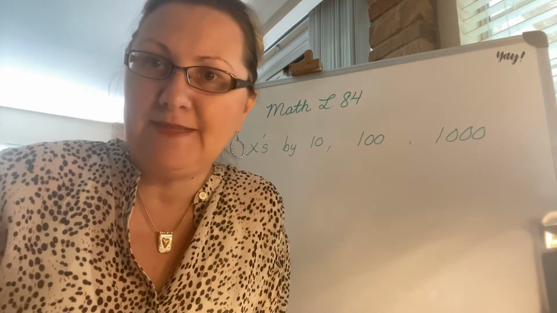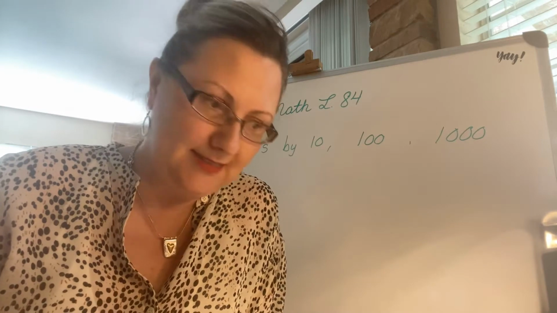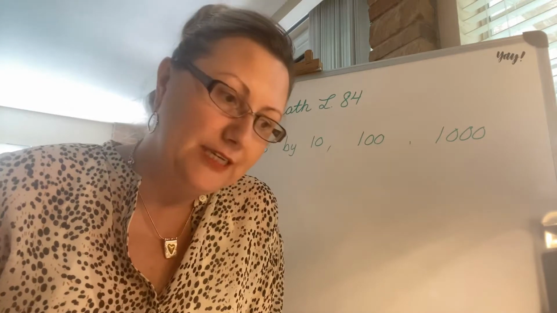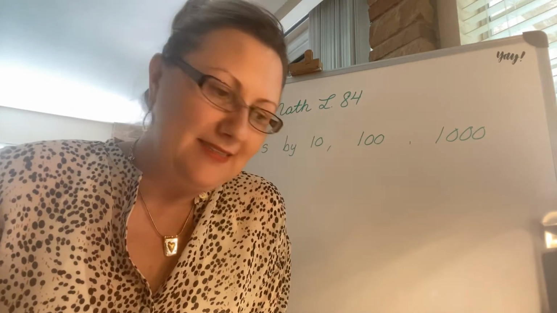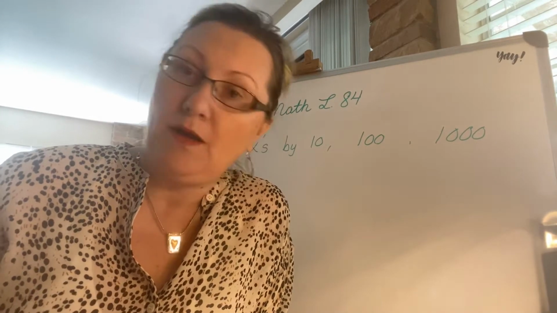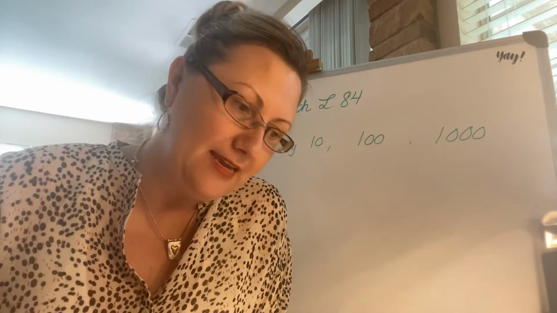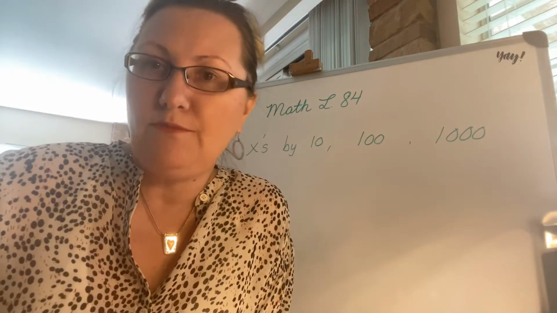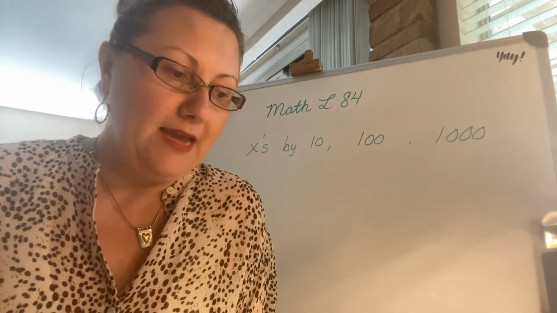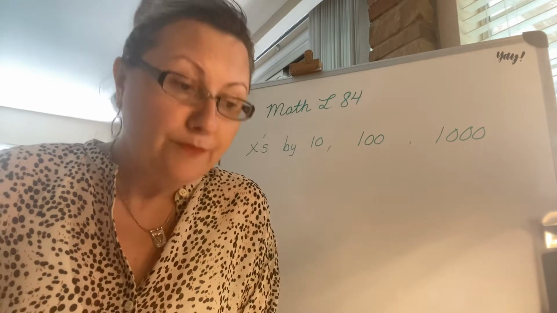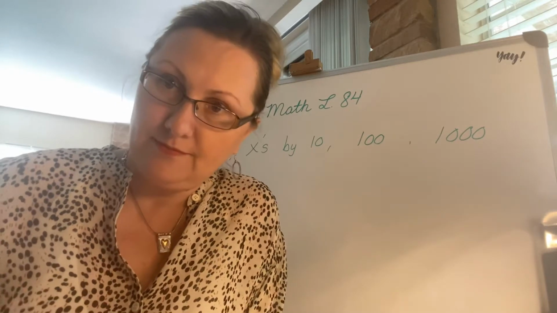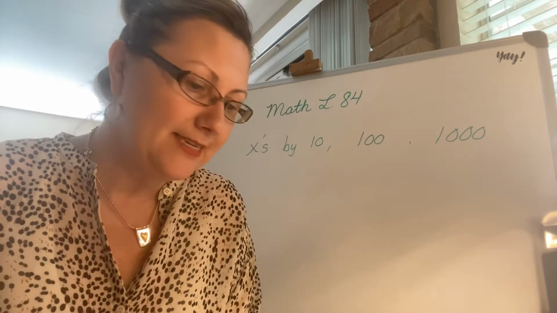Hello, fourth graders. Today's math lesson is lesson 84, and it is called Multiplying by 10, 100, and 1,000. Obviously we're going to multiply a whole number by 10, 100, and 1,000, but we'll also multiply dollars and cents by 10, 100, and 1,000. And we will also look at word problems that involve multiplication with several digits. So let's get started.